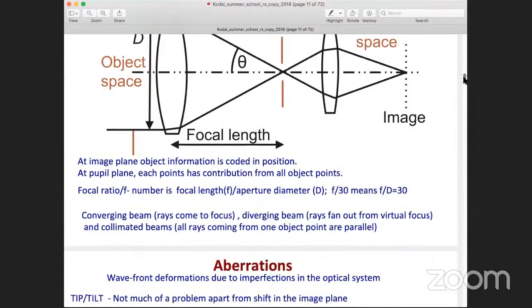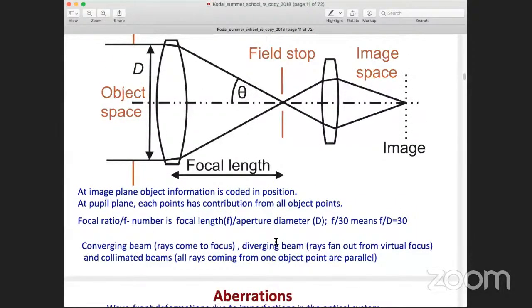The focal ratio is the f number, the focal length divided by the aperture diameter. For example, if we say f/30, it means f by d equals 30, where f is the focal length and d is the diameter of the lens. Usually, a converging lens means the rays come to a focus like this. Diverging beams have rays fanning out from a virtual focus. And in a collimated beam, all rays coming from one object point are parallel.